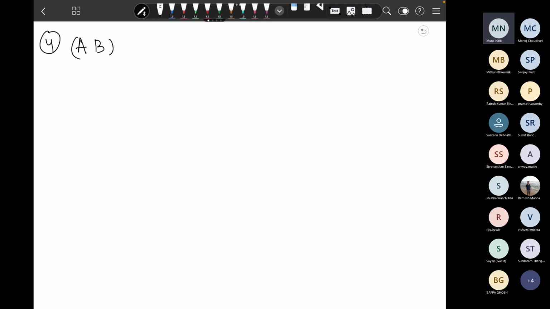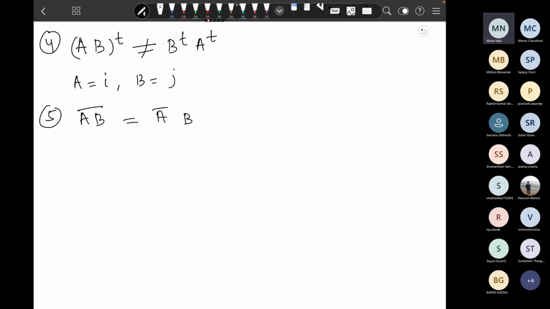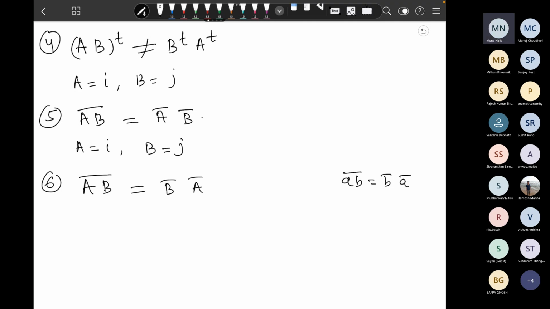AB transpose is not equal to B transpose A transpose. You can take A equal to i, B equal to j; in the one dimensional case it is not true, so in higher dimensions it will not be true. Also AB bar is not equal to A bar B bar, like in the complex case. Same argument, you can take A equal to i, B equal to j. Last thing: you know that AB bar is equal to B bar A bar. This is an important property in the one dimensional case, so you expect that AB bar should be B bar A bar in higher dimensions, but this is not true.